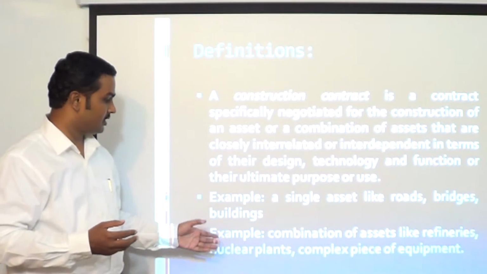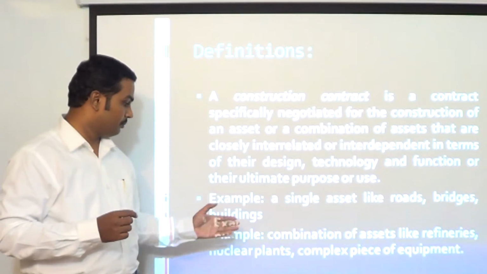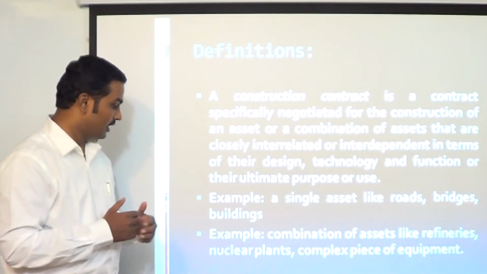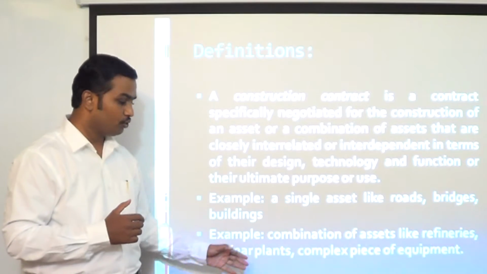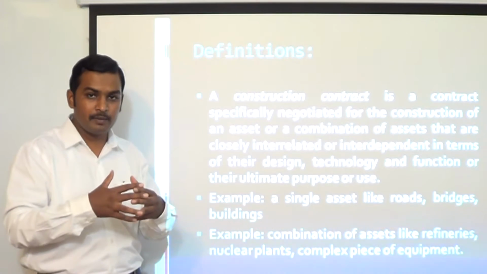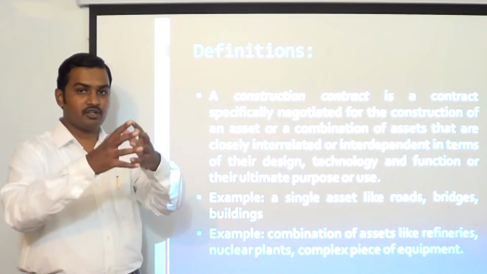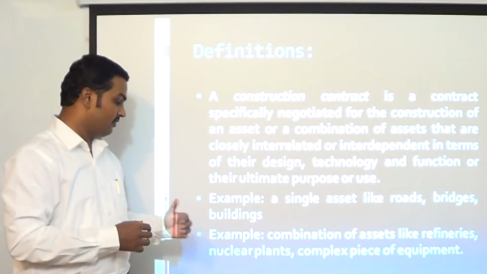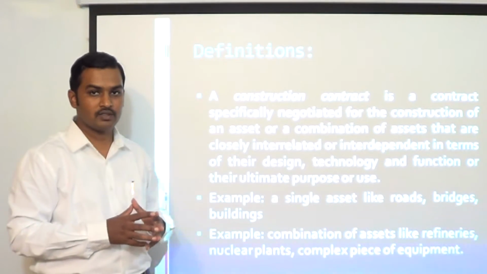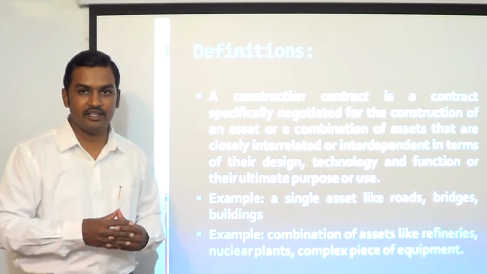I have given some examples here. Examples of a single asset is construction contract for construction of a road, bridge, building. We can say these are individual assets for which a construction contract can be entered into. Then you have combination of assets like refineries, nuclear plants. See, a refinery can have multiple assets, and these assets are interrelated, interdependent in terms of their design, technology, function, use, etc. So it is not one asset, it is a combination of assets which we construct when we are constructing a refinery. When we are constructing a nuclear plant, it is not a single asset, it is a group of assets or complex piece of equipment. So construction contract may involve construction of a single asset or a group of assets which are closely interrelated.